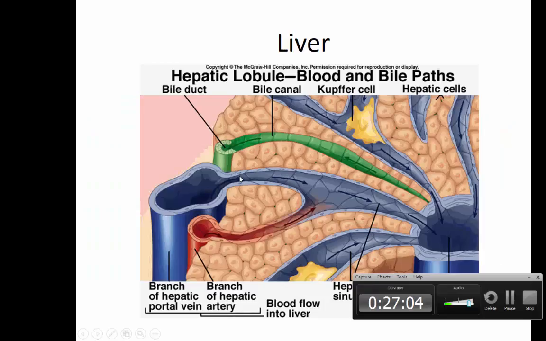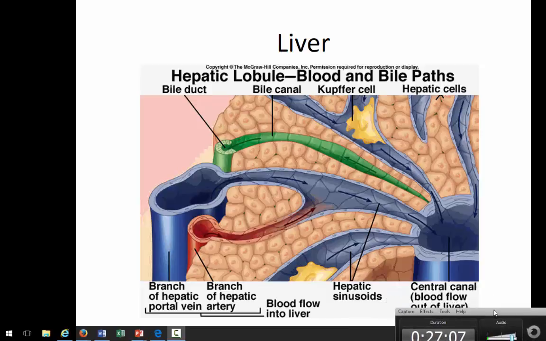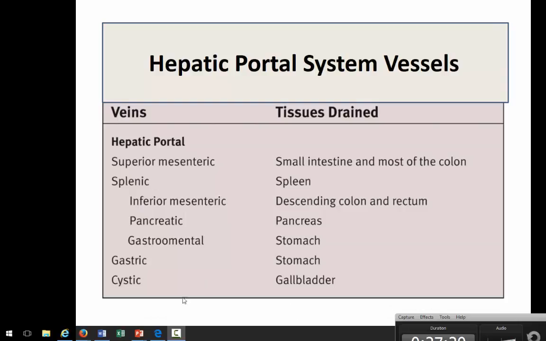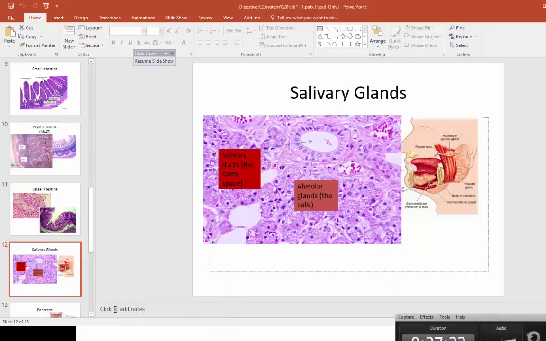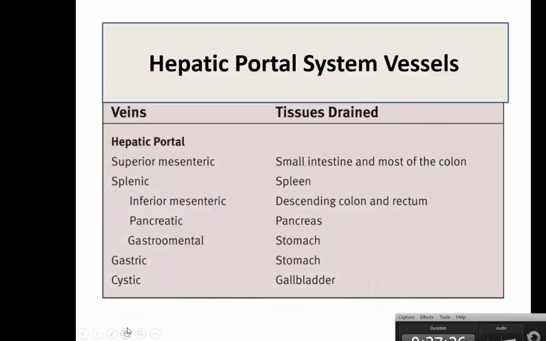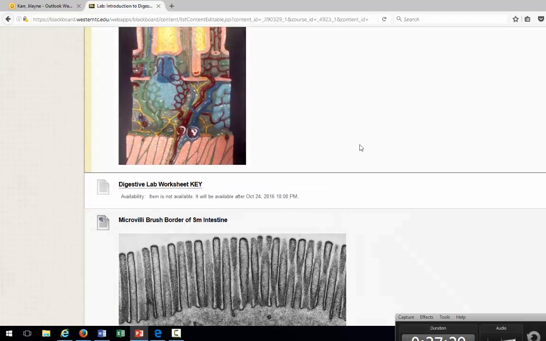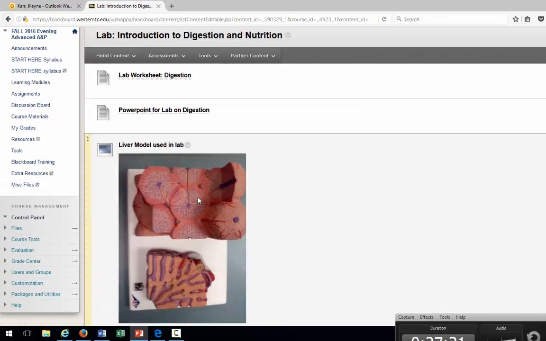So now we'll talk about the liver, because there's a lot going on here in the liver. I think it's kind of cool, actually, this diagram, and there's a model as well. So the liver is made up of these hexagonal units called lobules. So if we go to the Blackboard, here we can see this model here. Each one of these hexagonal units is called a lobule, so you need to know that.